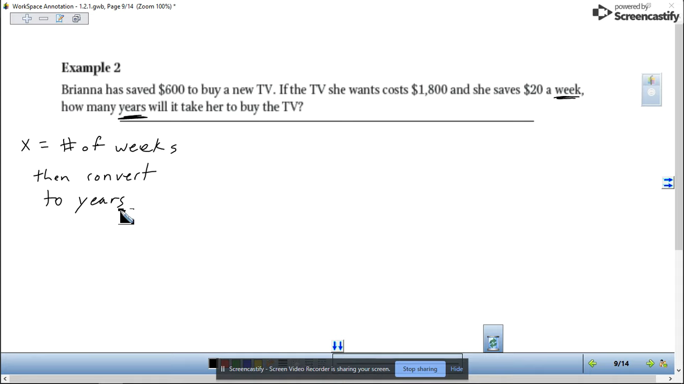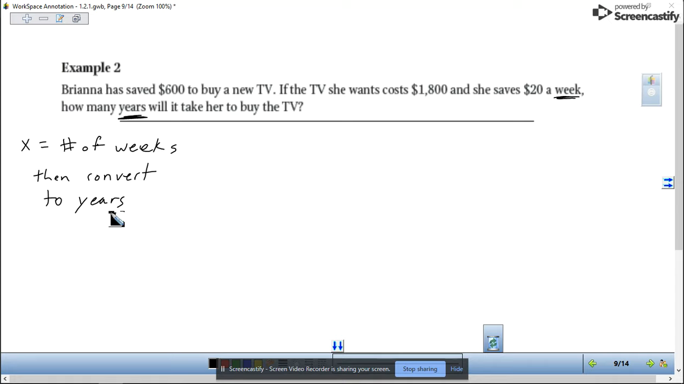Now, you could build an equation that will actually go ahead and work with the years. And I may show you that if you ask me in class. But my recommendation would be to figure out how many weeks it takes and then do the simple conversion after that to go from weeks to years. Okay, and that's why I'm going to do it here in this video.